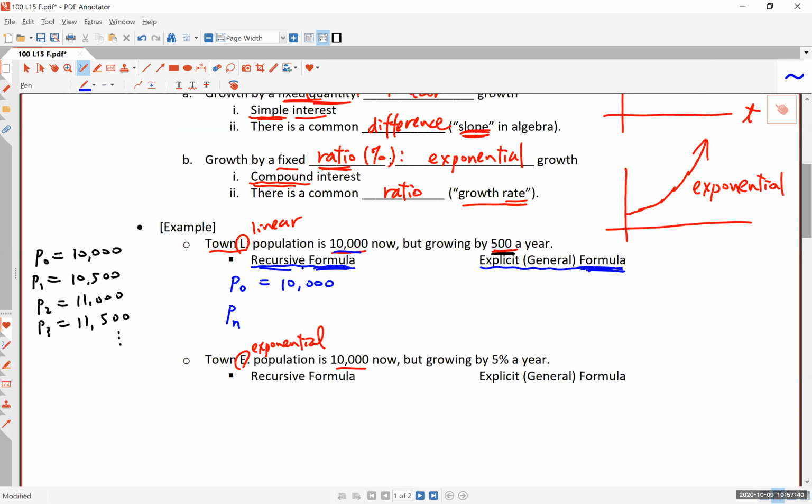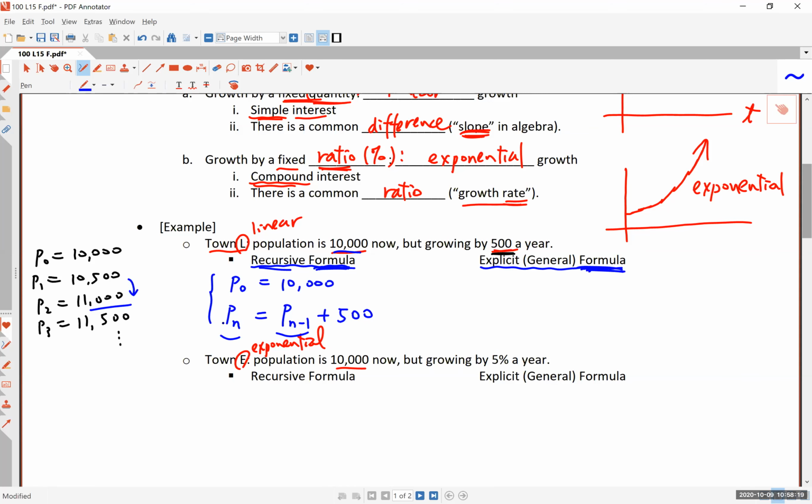Recursive means repeated. So P naught is 10,000. Now Pn, for the nth number, what do you have to do to get this number based on the previous number? That's the question. And the answer is, because it's growing by a fixed number, you just add. You take Pn minus 1. This is the previous year's population, and this is the current population. So all you have to do is add 500. This is the description, which we call a recursive formula.